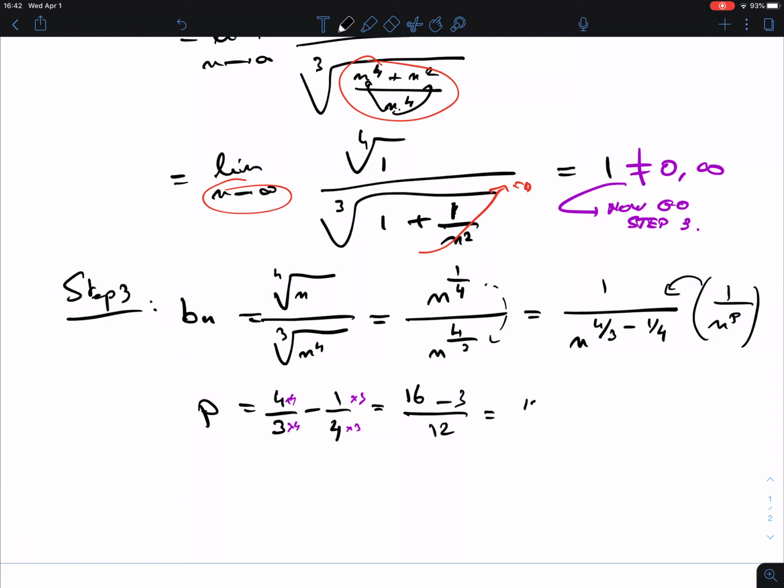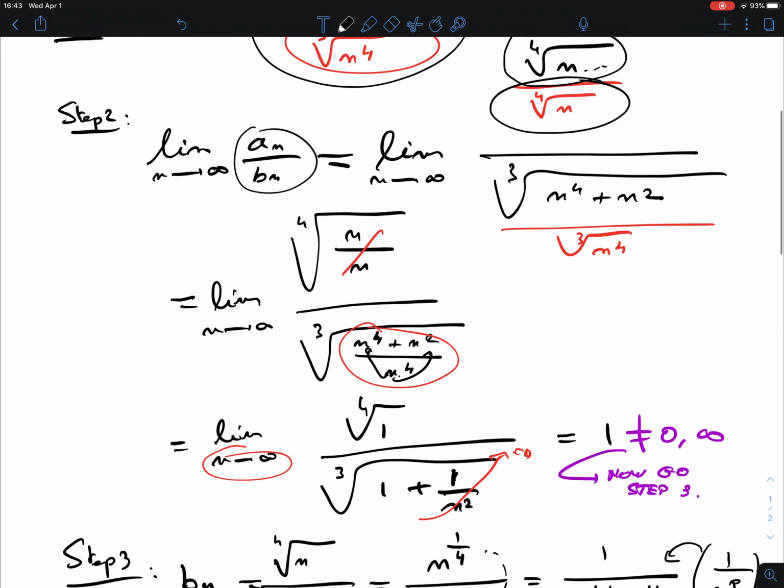So I get 13/12, and that's just bigger than 1. Now what is this? In the P series, if P is bigger than 1, we get convergence. So that's the case we are in here. If P is less than 1, or equal to 1, we would have divergence, right? Okay. So this is a convergent series. This is a series that looks like a P series, and this is basically rational functions and radicals.